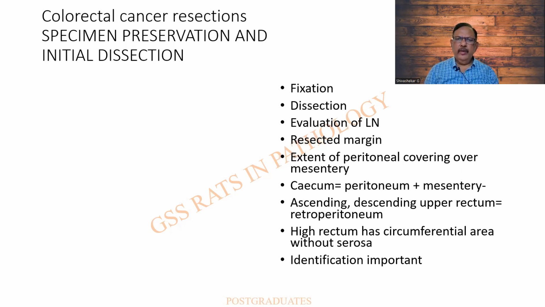Normally, in any specimen of the colon or rectum, these are the parameters that should be followed. There has to be adequate fixation and dissection, evaluation of the lymph nodes, and resected margins should be examined and commented upon. What is the extent of the peritoneal covering and what happens to the cecum, etc.? The ascending, descending, and the upper are retroperitoneal over here. The high rectum has a circumferential area without the cecum. This is somewhat important. I shall be showing it to you in a line diagram. So the identification of all the lesions will be important.